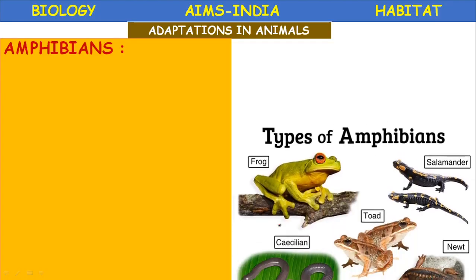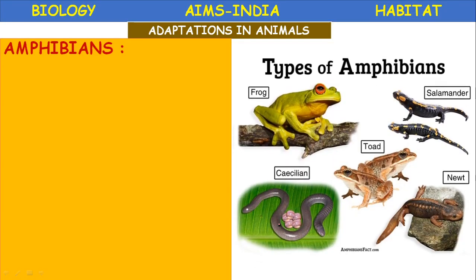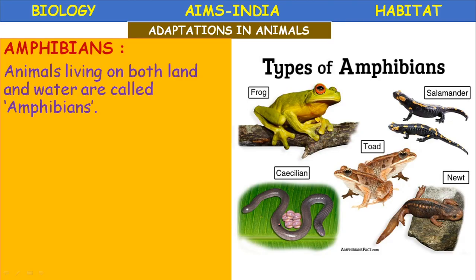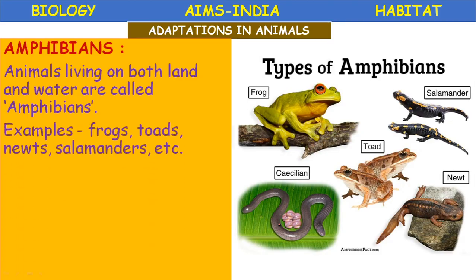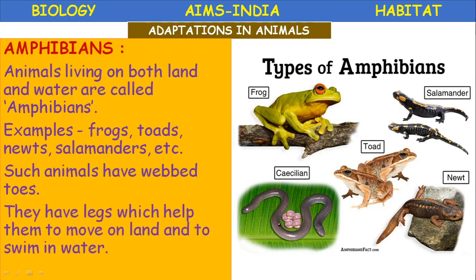So, if you see the types of amphibians: frogs, toads, salamanders, newts, caecilians. Okay, what are amphibians? Animals living on both land and in water are called amphibians. What are the examples? Frogs, toads, newts, salamanders. These animals possess webbed toes or webbed feet in order to swim in the water. Their hind limbs are also very strong.